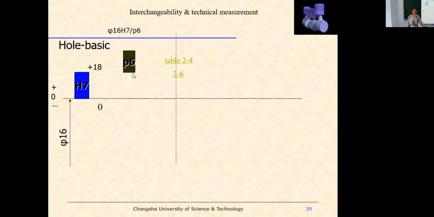For the shaft, the lower deviation is plus 80. So this is 29. So the maximum interference, from here to here, is minus 29. The minimum is 0. So this is interference, right?